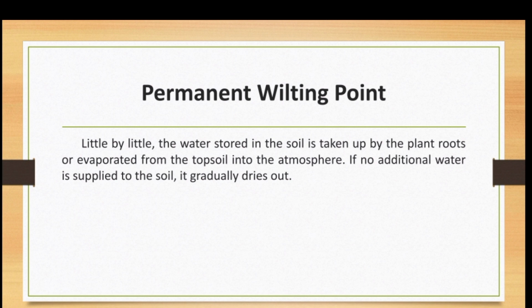Permanent wilting point. Little by little, the water stored in the soil is taken up by the plant roots or evaporates from the topsoil into the atmosphere. If no additional water is supplied to the soil, it gradually dries out. The drier the soil becomes, the more tightly the remaining water is retained and the more difficult it is for the plant's roots to extract it.